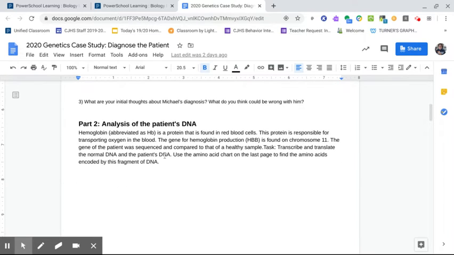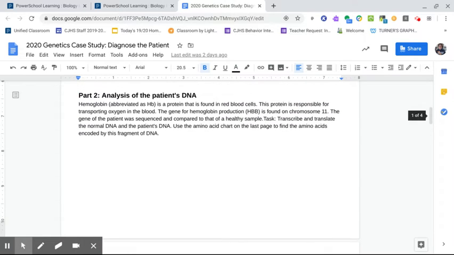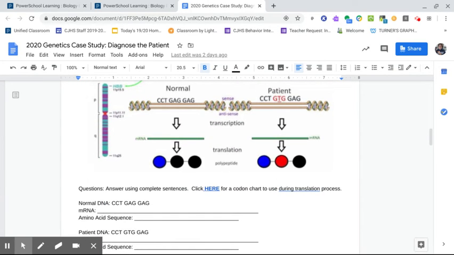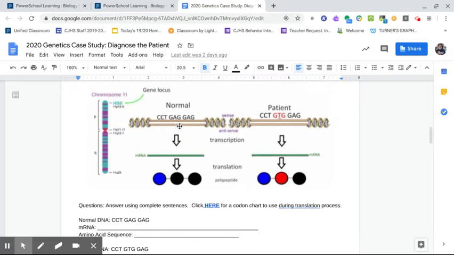Part 2 is when you're actually going to be looking at protein synthesis for a specific gene that codes for a specific protein, hemoglobin. And you may have heard of hemoglobin. It's the protein responsible for transporting oxygen in the blood. So this is sort of the protein synthesis component right here. So normal patients has this code right here for this little strand.